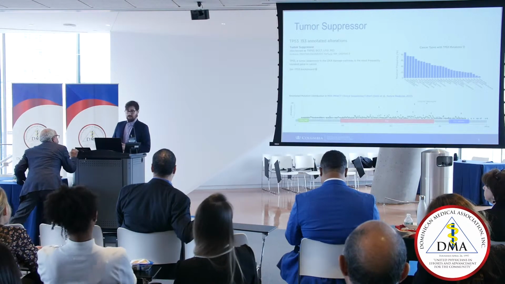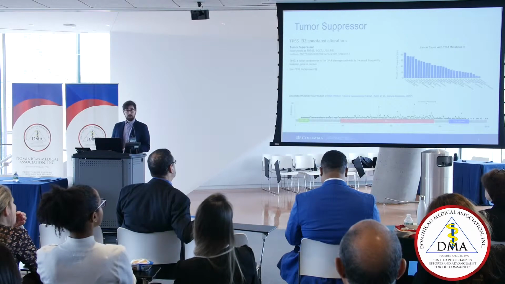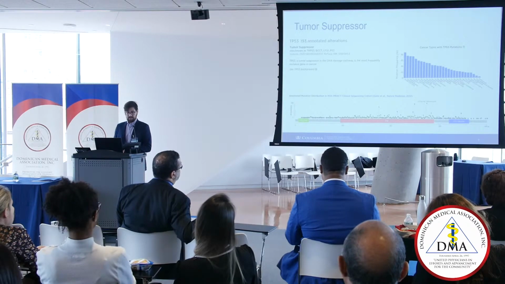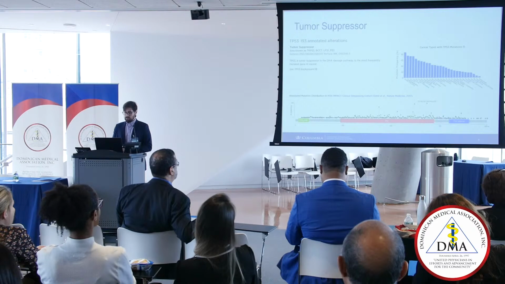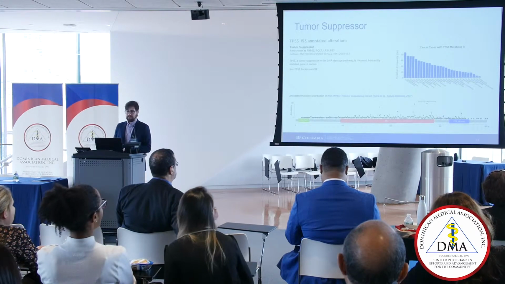In contrast, you have tumor suppressor genes like TP53, which is the most commonly mutated gene in cancer, and you can see that it's mutated throughout the entire gene. So it would require a lot of sequencing to identify all potential mutations in one of these genes.